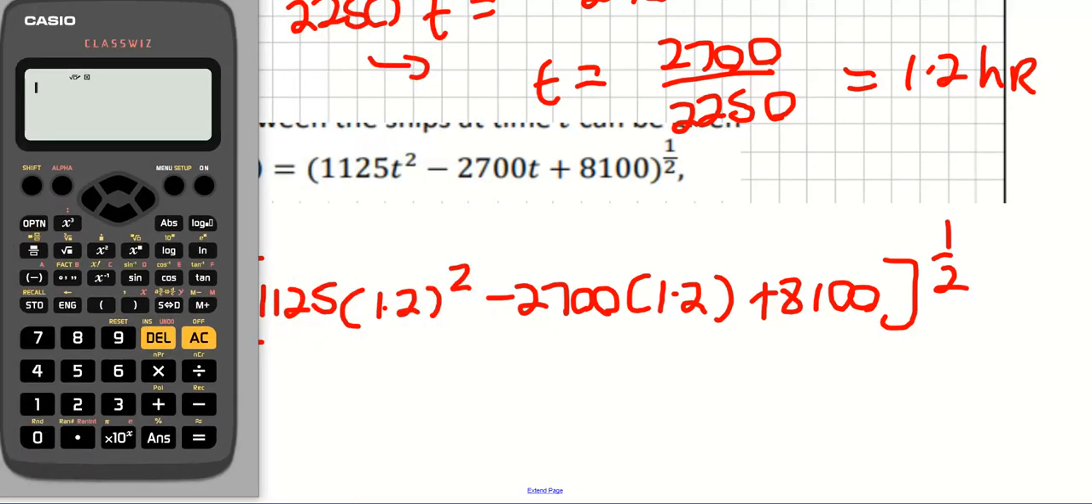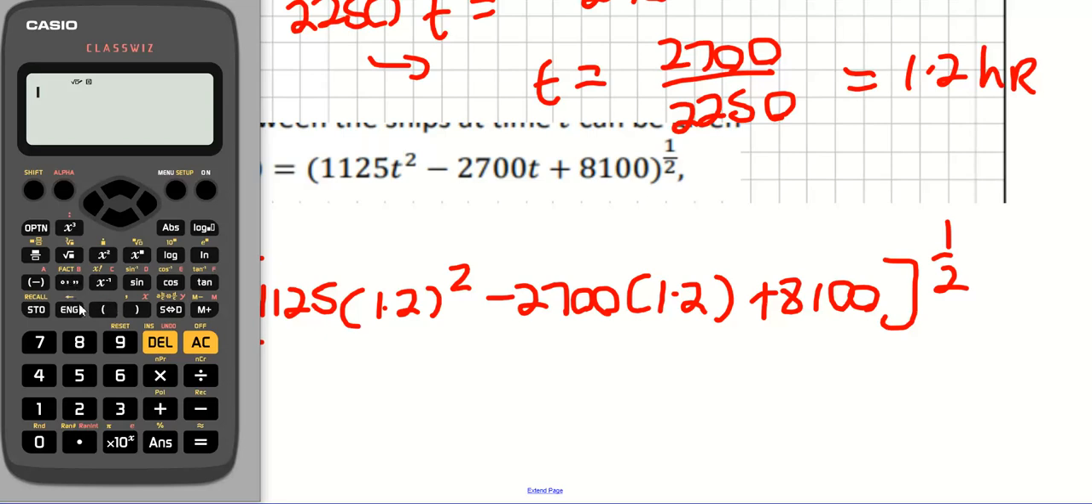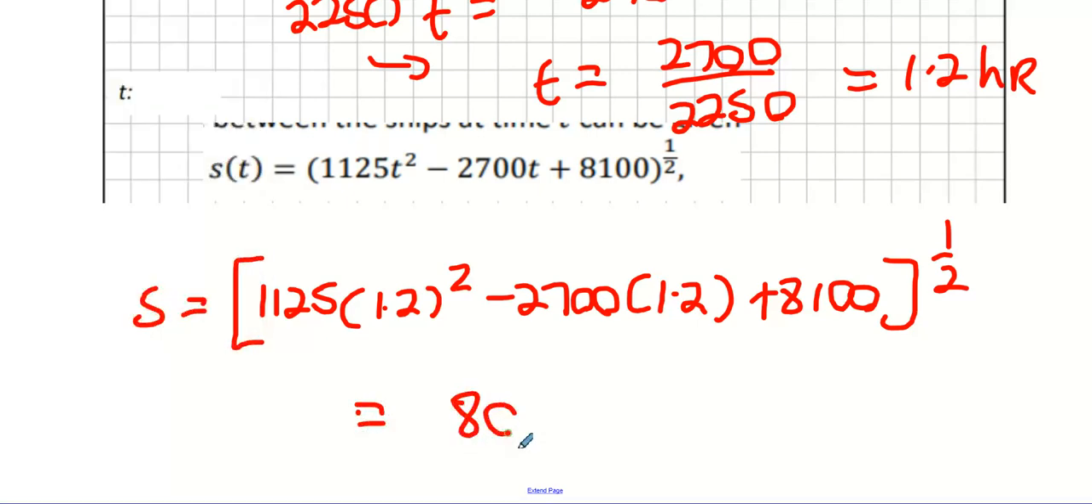Now, we're going to throw all this into the calculator. So start off with brackets, and then we're going to have 1125 multiplied by 1.2 squared minus 2700 times 1.2 plus 8100, close bracket, to the power of a half, 1 over 2. Press the equal sign and we get 80.49 or 80.5 correct to one decimal place. So that is your closest distance together.